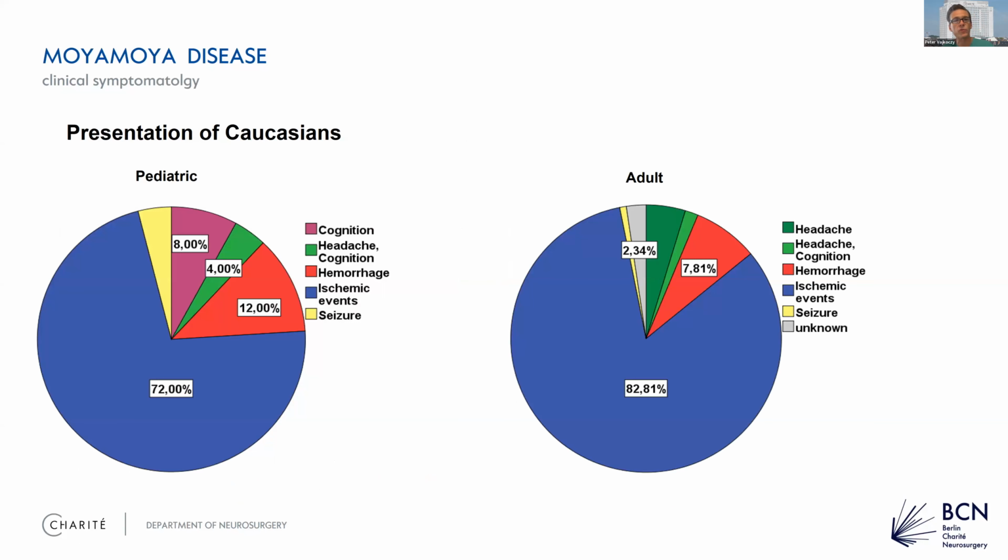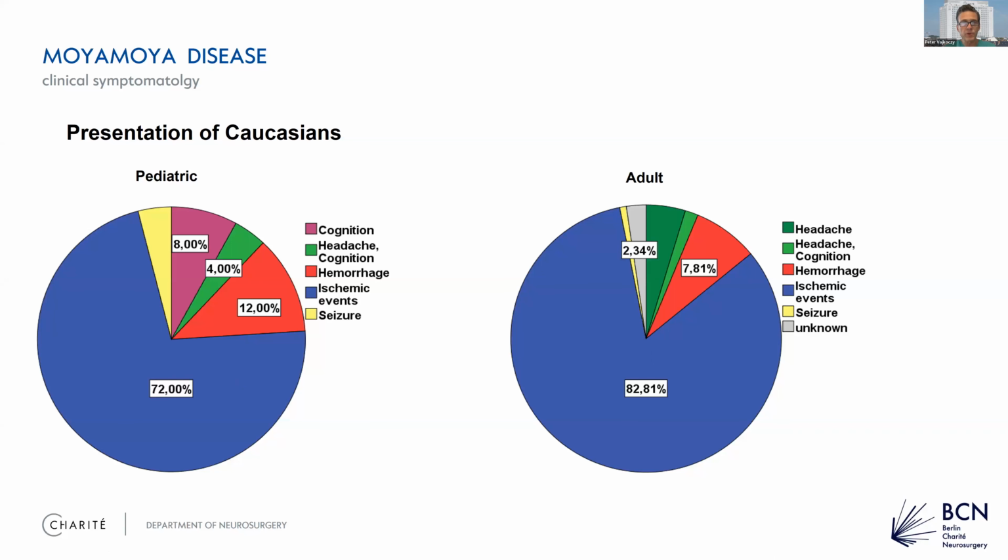So in our series, we are mainly focusing on Caucasian populations, and there's already a difference between Caucasians and Asians and Hispanic populations. The latter are described in the California series, for example. The Asian series are usually Korean or Japanese, and the Caucasians are a mixture of European patients. And here in the pediatric group and in the adult group, most of the patients will present with ischemic events, either stroke, minor strokes, or repeat TIAs.